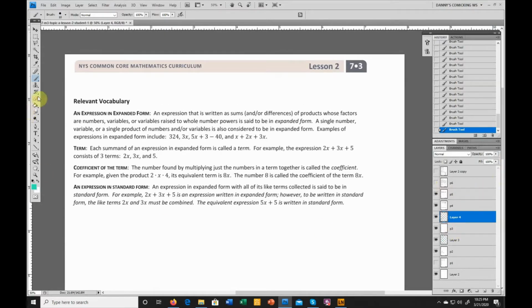There is relevant vocabulary. An expression in expanded form is an expression that is written as sums or differences of products whose factors are numbers, variables, or variables raised to whole number powers. Basically, an expression in expanded form is taking apart the expression's terms and expanding it, like we have down here.